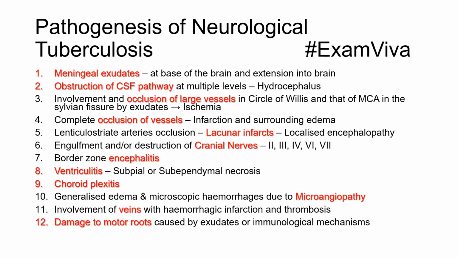So these are the 12 main principal mechanisms by which neurological tuberculosis occurs. That means the tubercle bacilli, by causing all of these mechanisms, involve the neurological system and hence lead to the clinical manifestations that we are going to learn now.